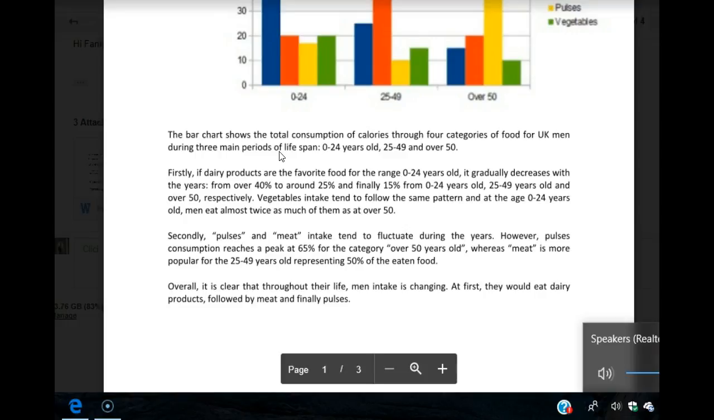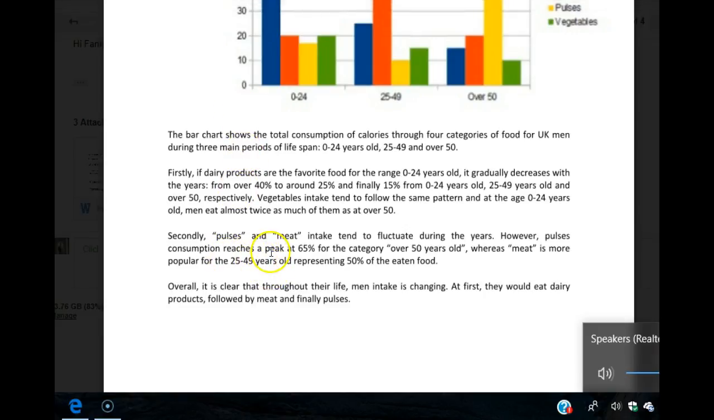Secondly, pulses in meat intake tend to fluctuate during the years. Okay, no, this is not the kind of language you need for something like this. We're not talking about fluctuations. However, pulse consumption reaches a peak at 65% for the category over 50 years old, whereas meat is more popular for the 25 to 49-year-olds. Yeah, here you need to change the S from here, and it's 25 to 49-year-olds. Okay? Representing 50% of the eaten food.